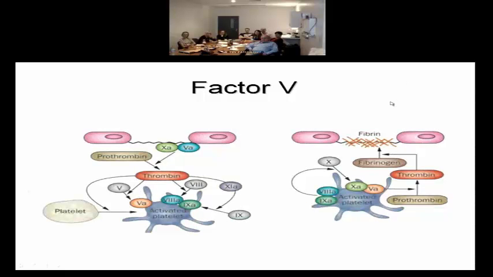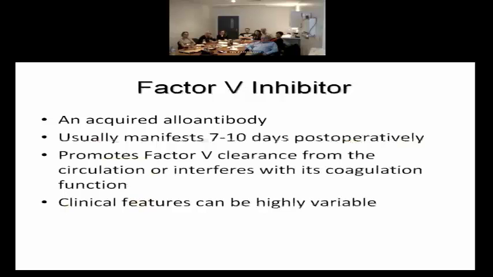Factor 10A, just a side note, is also able to convert prothrombin to thrombin without the help of the prothrombinase complex. However, the prothrombinase complex makes this process a lot more efficient. So a factor 5 inhibitor is an acquired alloantibody and usually manifests 7 to 10 days post-operatively. It promotes factor 5 clearance from the circulation, or it can also interfere with its coagulation function. Clinical features of this can be highly variable. They can be asymptomatic, or they can include severe to fatal bleeding.